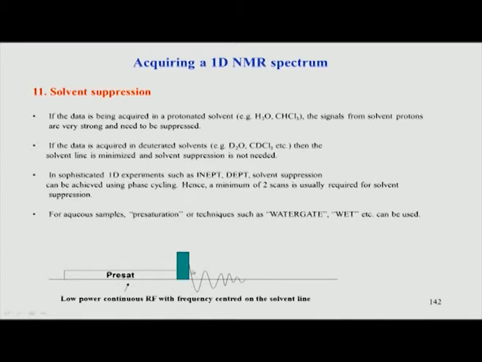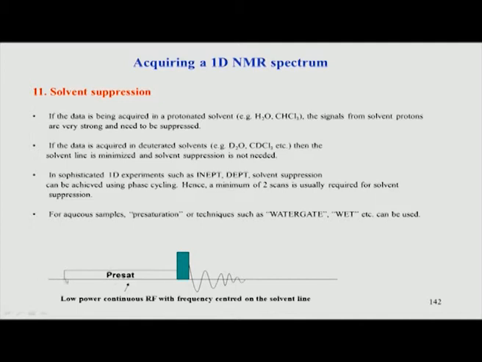Remember, before we apply the 90-degree pulse, we apply what is called a PreSat. This is nothing but a low power continuous RF, radio frequency, not a pulse now, because pulse means it is in the microsecond. But look at this delay, this is called the relaxation delay, and it is of the order of a few seconds. For the entire relaxation delay period, a weak RF is applied on the solvent at the frequency of the solvent.